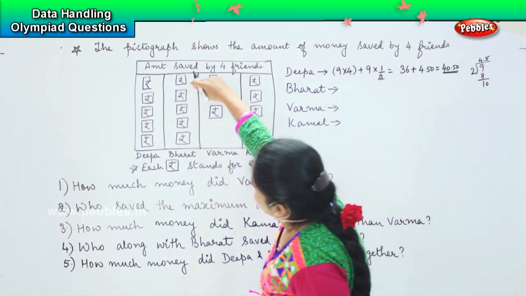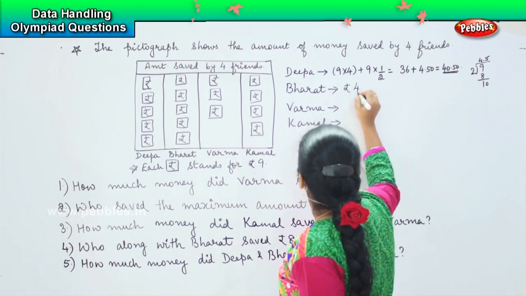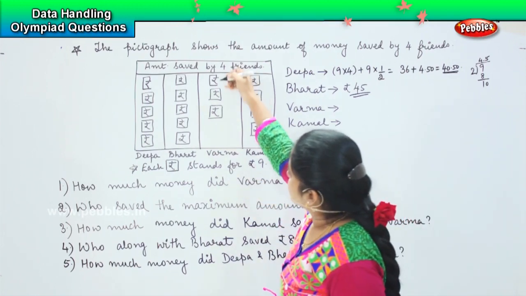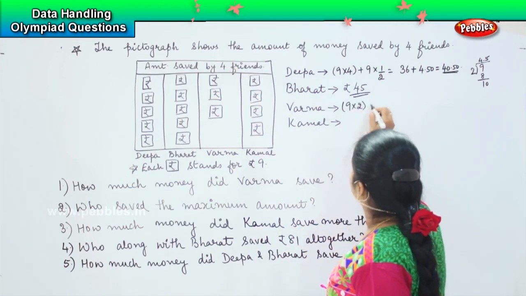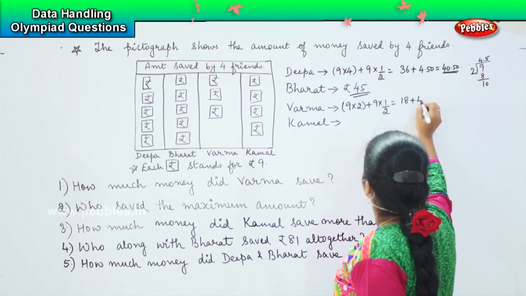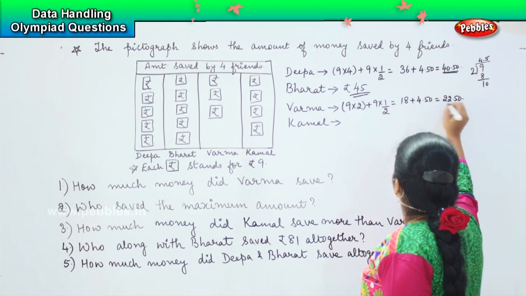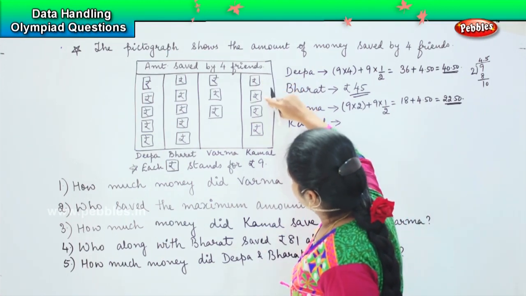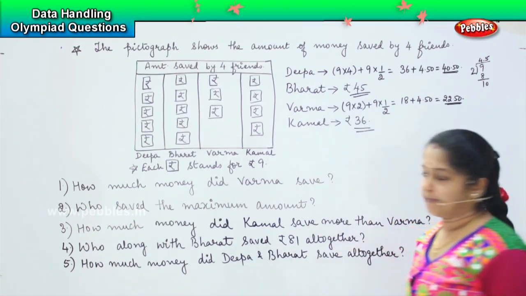Coming to Bharat, 9, 18, 27, 36 and 45. So it's easy for Bharat. Bharat has got 45 rupees with him. Okay. Coming to the next one, that is Varma. Again if you notice, it is half. So 1 and 2, which means it is 9 into 2 plus 9 into half, which is 18 plus 4.5, which is equal to 22.50. Okay. Coming to the last one, that is Kamal, 9, 18, 27 and 36. So Kamal has got 36 rupees with him.